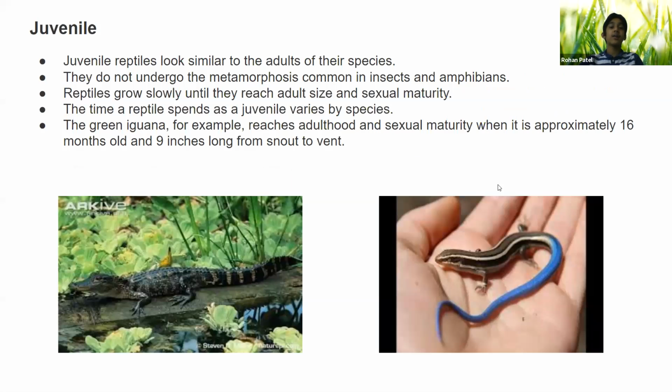Then we have our juvenile. Juvenile reptiles look similar to the adults of their species. They do not undergo metamorphosis, common in insects and amphibians. They grow slowly until they reach adult size and sexual maturity. The time a reptile spends as a juvenile varies by species. The green iguana, for example, reaches adulthood and sexual maturity when it is approximately 16 months old and 9 inches old from snout to vent.